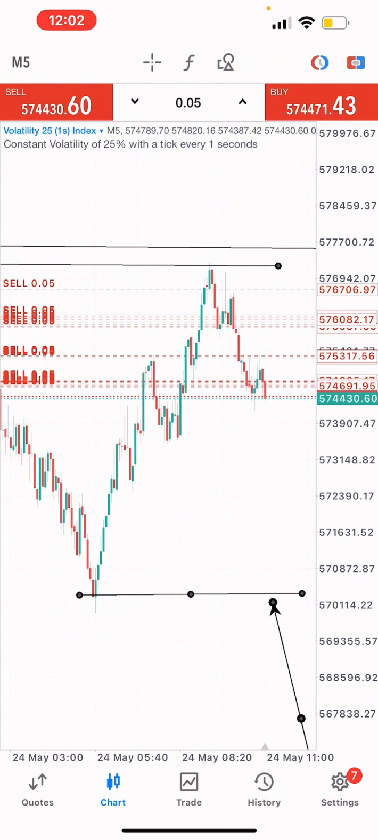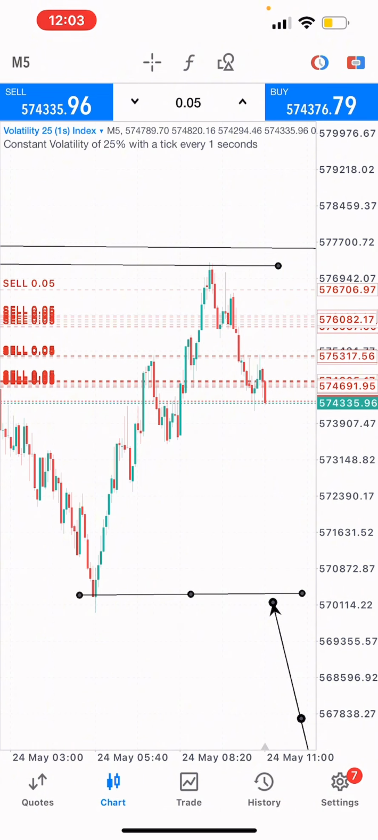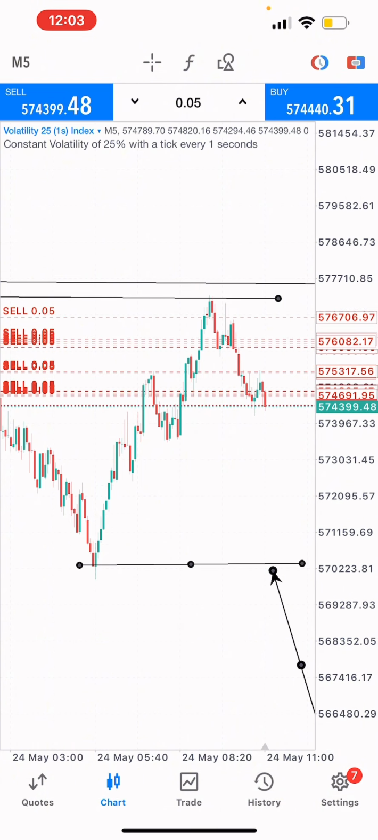Now let's look at the running profit. Let me blow your mind, guys. Let me blow your mind again. So you see this. I'm the only person that can do this, guys. Why? Because this strategy is just based on pure price action, guys.